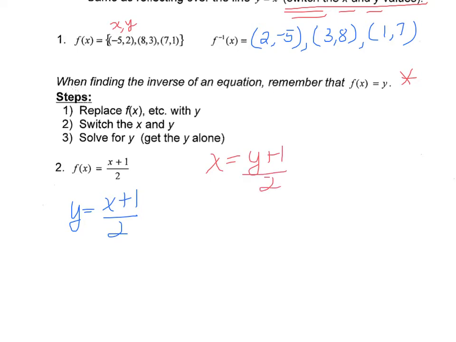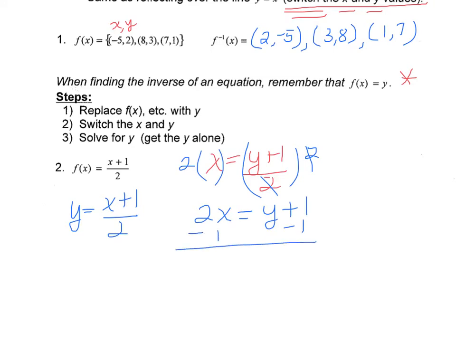I'm not done yet, because inverse means to switch the x and y and then solve for y again, which means we've got to get y by itself. All right, so let's solve. The first thing I think we should do is multiply both sides by 2. The 2's cancel here, and I get 2x equals y plus 1. I still don't have y by itself, so I'm going to subtract 1 on both sides. And now I have 2x minus 1 equals y. So the inverse of y equals x plus 1 divided by 2 is 2x minus 1 equals y. That really wasn't too bad. Let's move on to a couple more examples.